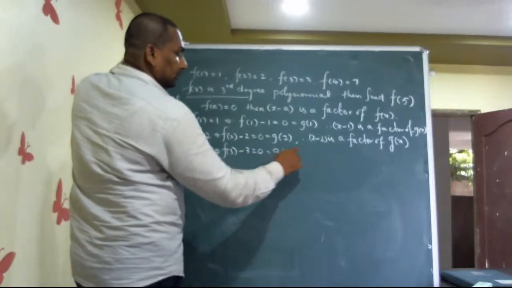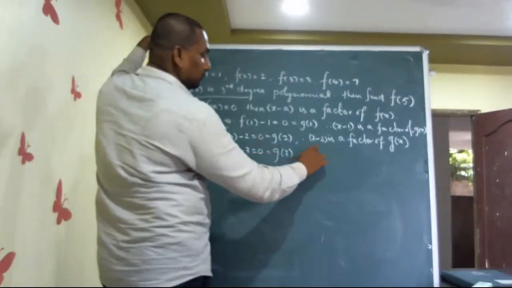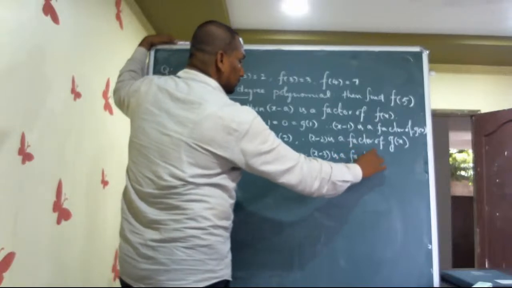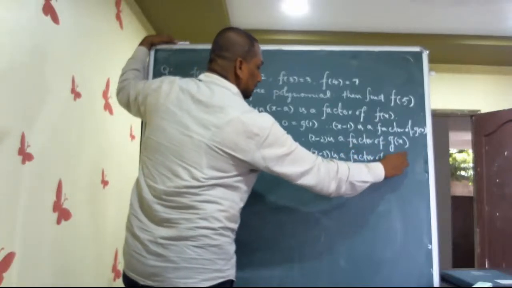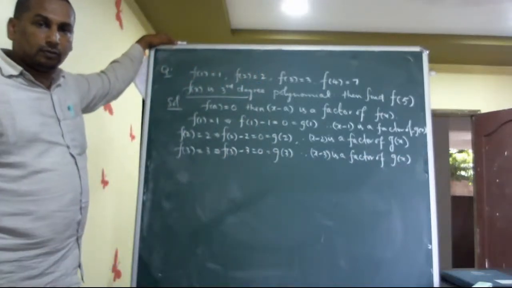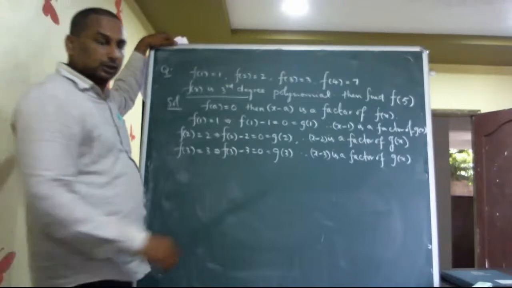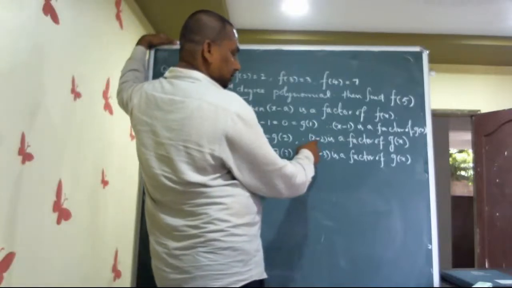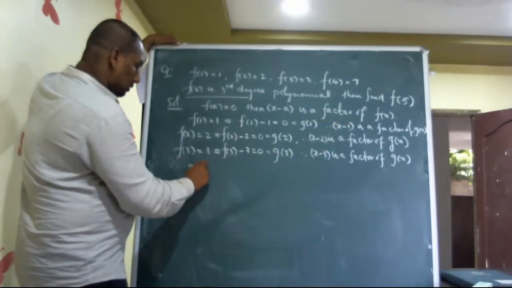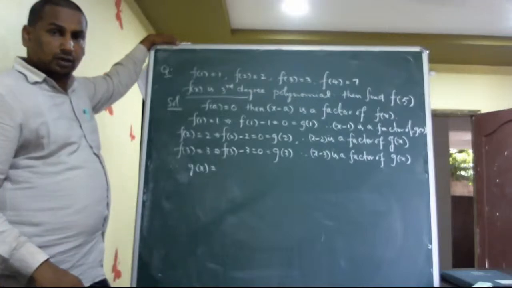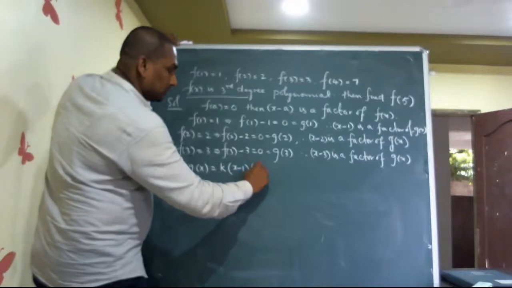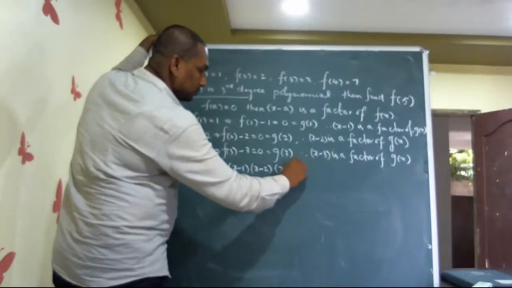g(3) equal to 0. So therefore, x minus 3 is a factor of g(x). So now what are the factors of g(x)? Observe x minus 1, x minus 2, x minus 3. So therefore, g(x) is equal to some k times (x minus 1)(x minus 2)(x minus 3).